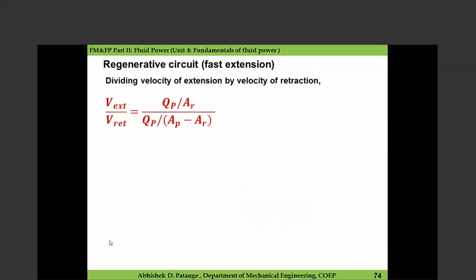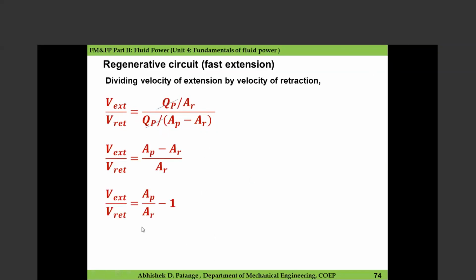Okay. So now let us do one thing. Let us divide velocity of extension by velocity of retraction. So velocity of extension divided by velocity of retraction will give us QP divided by AR, divided by QP divided by AP minus AR. Since the QP term is the same in the denominator and numerator, it will get cancelled. So we get velocity of extension divided by velocity of retraction equal to AP minus AR divided by AR.